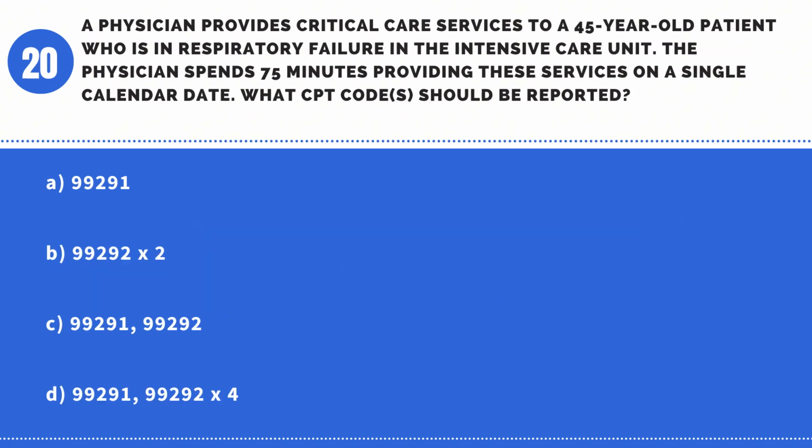Question 20. A physician provides critical care services to a 45-year-old patient who is in respiratory failure in the intensive care unit. The physician spends 75 minutes providing these services on a single calendar date. What CPT code should be reported? A. 99291. B. 99292x2. C. 99291, 99292. D. 99291, 99292x4.